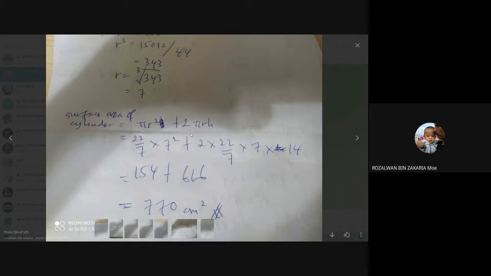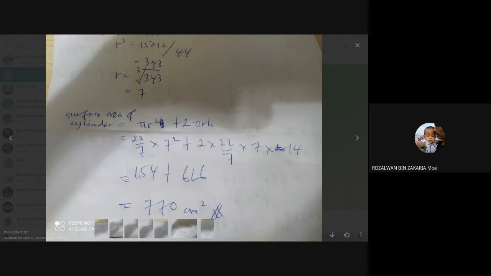Then you substitute the value of r into this formula. You will get 22 over 7 multiplied with r equal to 7, 7 to the power of 2, plus 2 multiplied with 22 over 7, multiplied with r equal to 7, then multiplied with h. H is the height of the cylinder, which is twice the radius, that means 14. So radius equals 7, 7 times 2 equals 14. So times 14. Height of the cylinder equals 14.